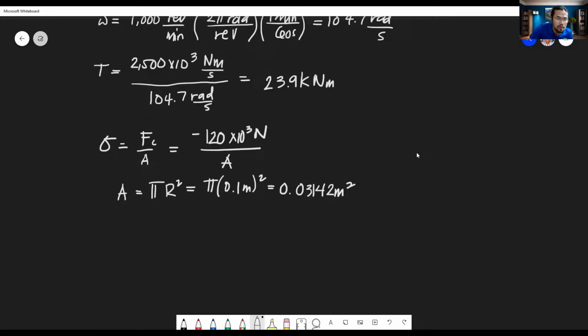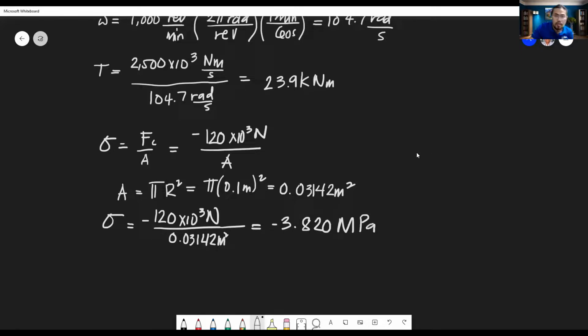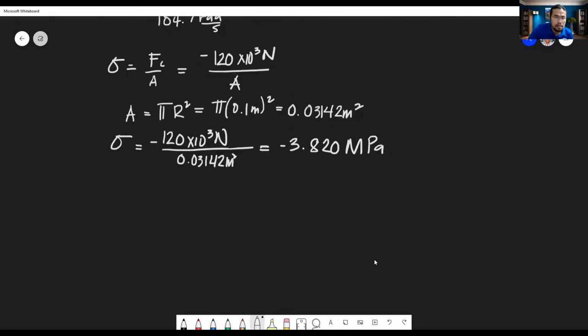So your normal stress is now 0.03142 meters squared, and it's going to be negative 3.820 megapascals. The negative sign is just indicative of the direction of this stress. Okay, how about the shear stress?